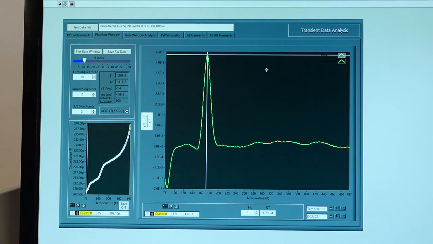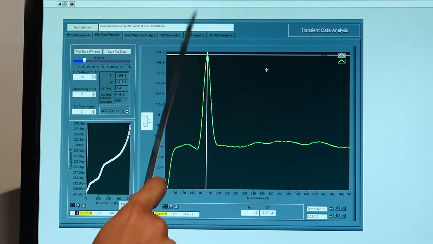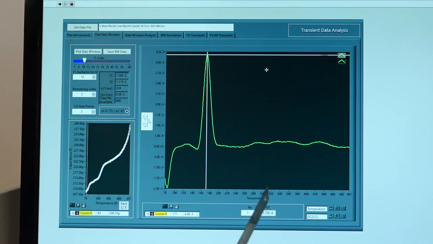NS is the background carrier concentration that is to be determined by the CV analysis that we have done. If NS is 1, and this is the signal that we have obtained, then the NT, that is the trap concentration, comes out to be 1.7E-4. That means if NS is 10 to the power 16, NT would be of the order of 10 to the power 12, 4 orders lower.